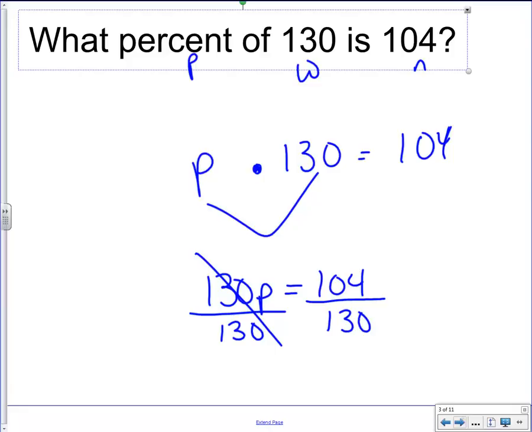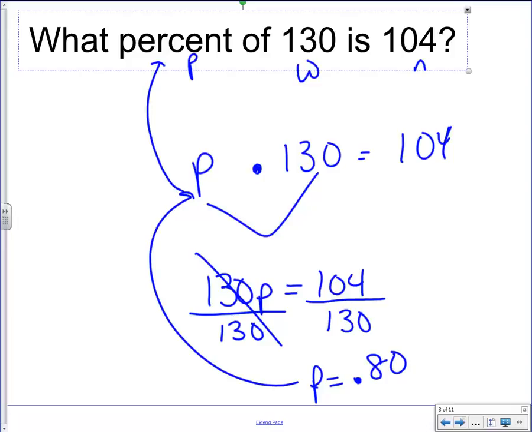And so in my calculator, I type in 104 and I divide it by 130, and I find that P is equal to 0.80. Remember that P in this problem is always a decimal. For me to get it out and to give an answer, I need to move the decimal to make a percent. So from decimal to percent, I go 2 places to the right, and I find my answer to be 80%.